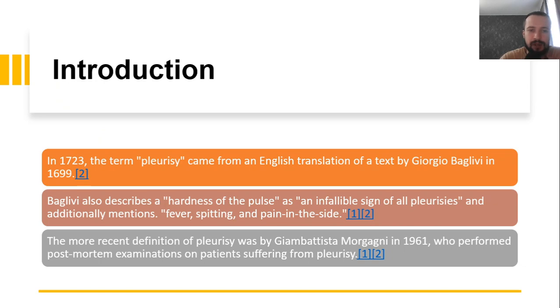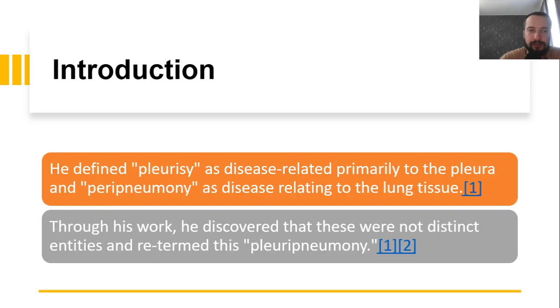Baglivi also describes hardness of the pulse as an infallible sign of all pleurisy and additionally mentions fever, spitting, and pain in the side. The more recent definition of pleurisy was by Giambattista Morgagni, who performed post-mortem examination on patients suffering from pleurisy. He defined pleurisy as disease related primarily to the pleura and peripneumony as disease relating to the lung tissue. Through his work, he discovered that these were not distinct entities and returned to the term pleuropneumonia.